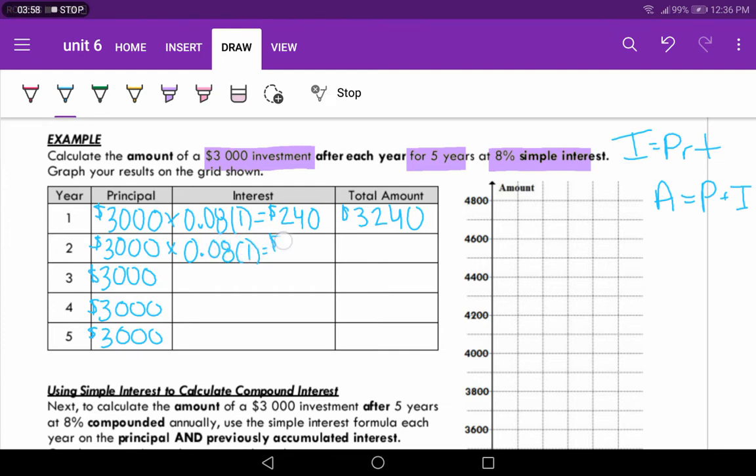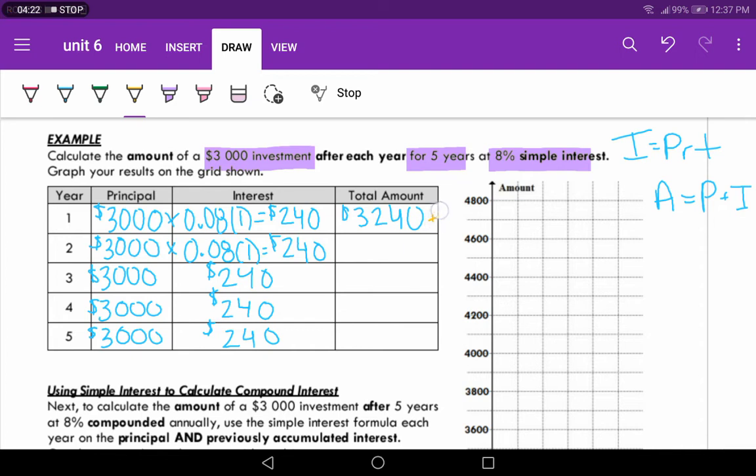Because it's only been a year, so you're making $240. You're going to make $240 after that year, $240 after that one, and $240 after the last one as well. Okay, so the interest you're making doesn't change. To calculate the total amount now, what we need to do is we need to take the amount we made after year 1 and add 240 to it.